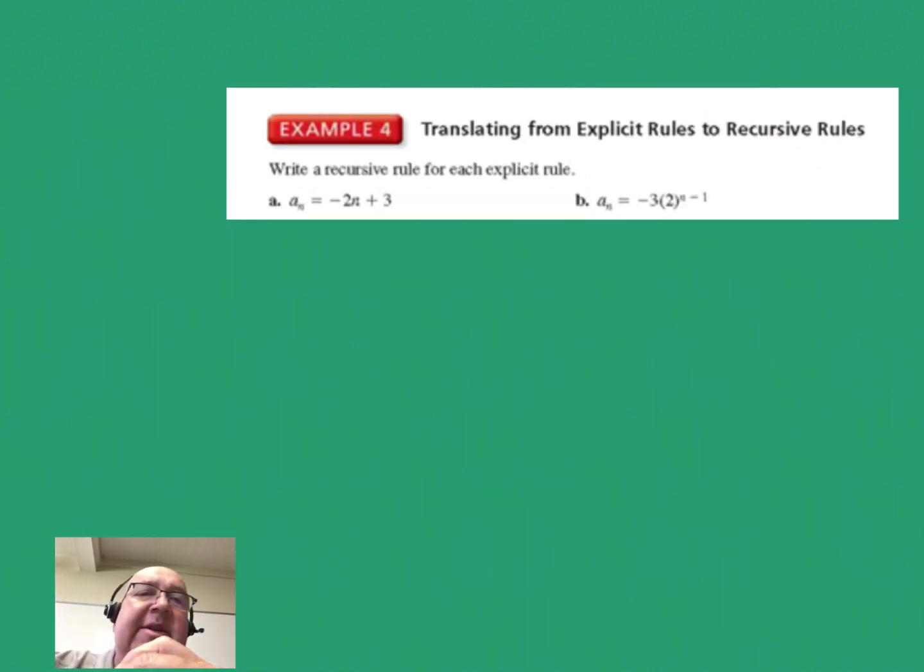Alright, so now we want to write a recursive rule knowing this. We know that this first one is an arithmetic sequence. Our term 0 is 3. So if I substitute 1 in for n, so I go negative 2 times 1 plus 3, I'm going to get a1 is equal to 1.